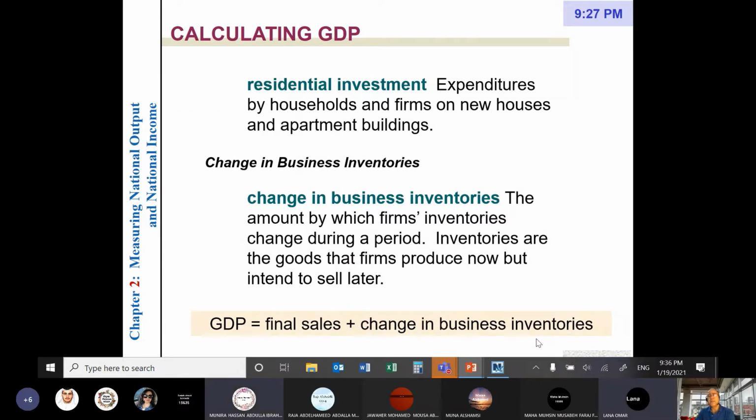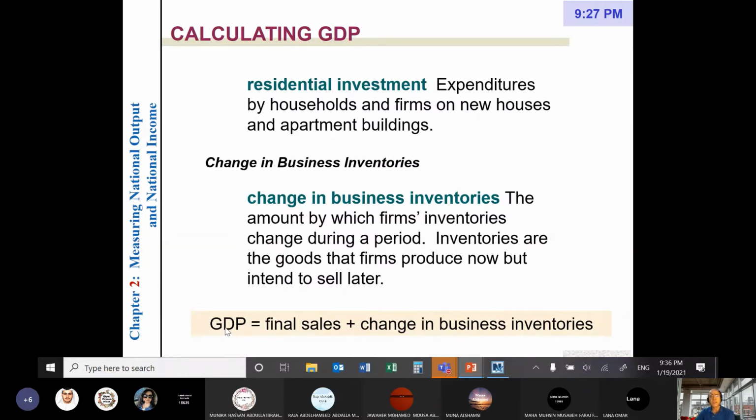What do you expect she's going to do by next year? Is she going to produce more or less? The answer is less, at least to release or to decrease the inventory.